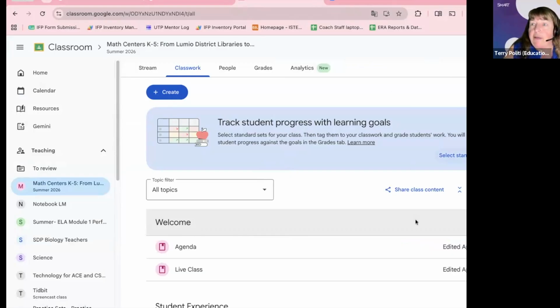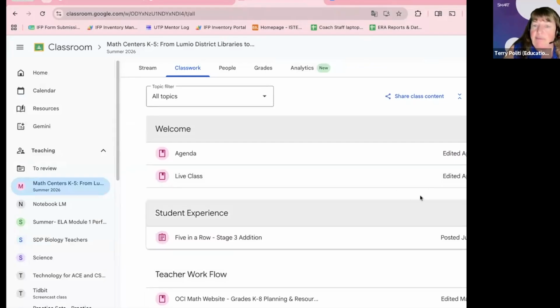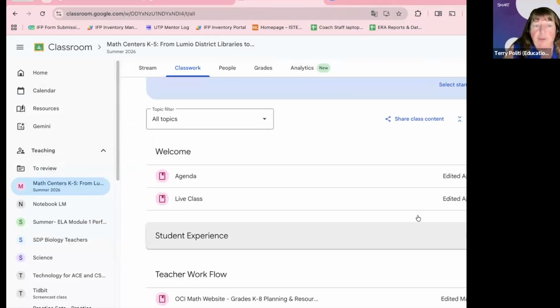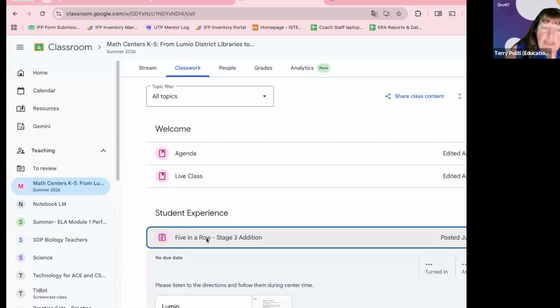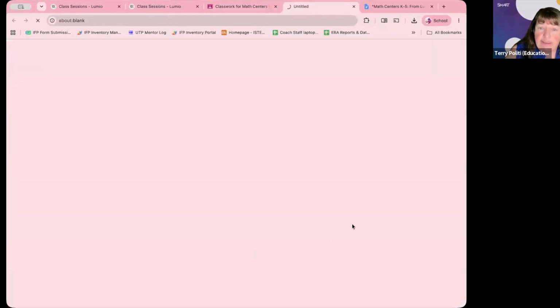When you get there, there is a section called Student Experience. So we were in the welcome. Now you're going to go down to the Student Experience section. When you open up Student Experience, you'll see 5 in a row edition. This is an asynchronous link. You're going to have to click on sign in with Google, because asynchronous links make sure you track the data. So when you click on this link, it's going to take you into an asynchronous link.